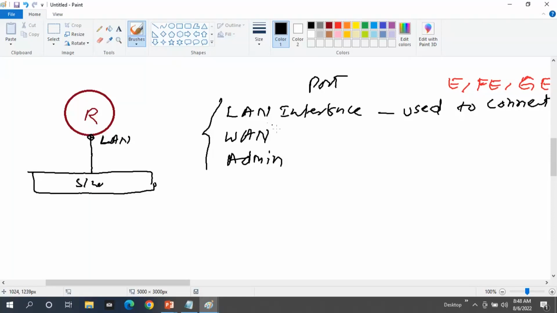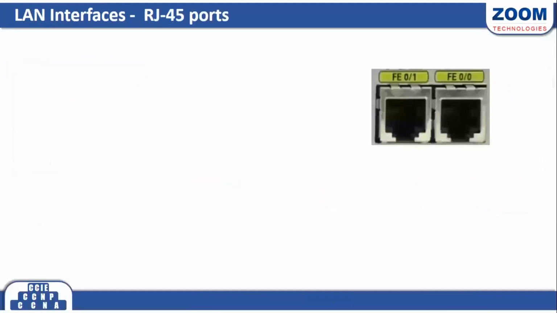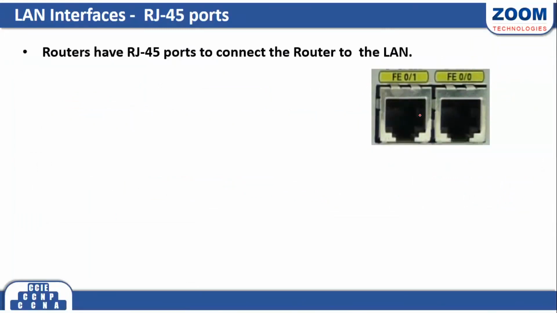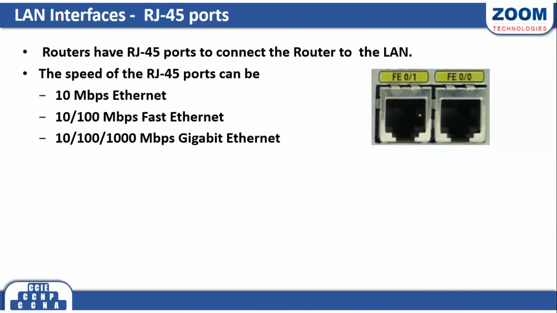And WAN ports are, first let me complete the LAN port. Okay, correct, sir. LAN interface, RJ45 ports. So these are the LAN ports. Fast Ethernet routers have RJ45 to connect the router to the LAN. LAN port types are this type of ports.